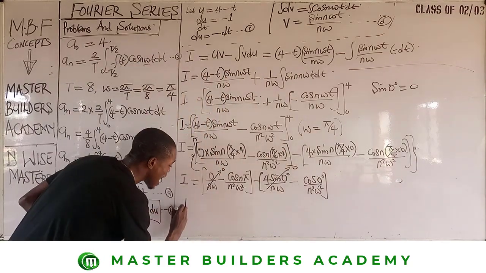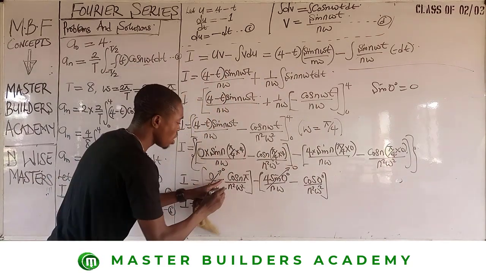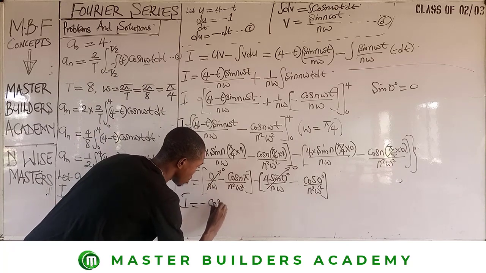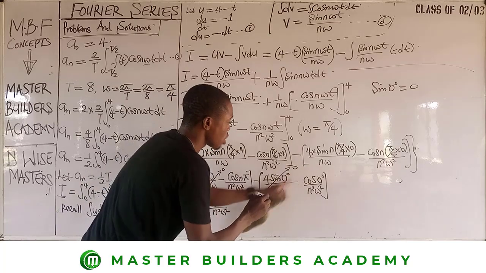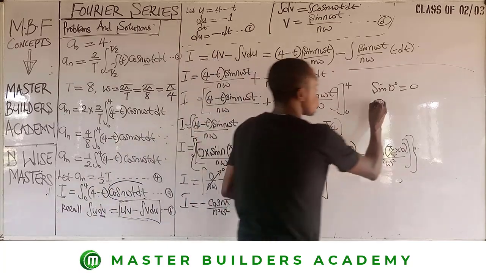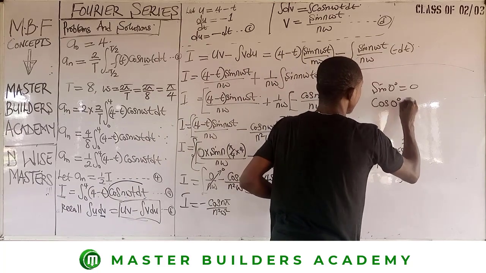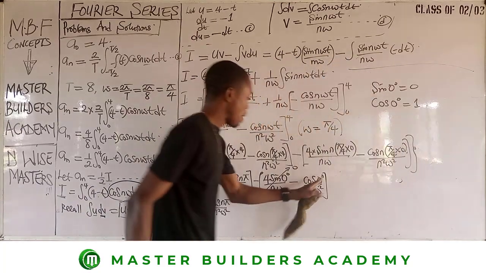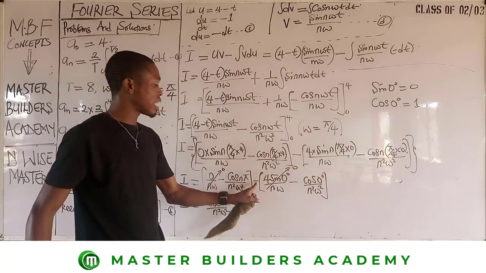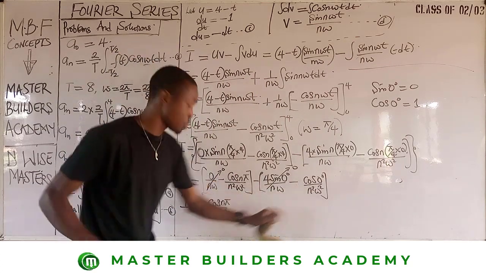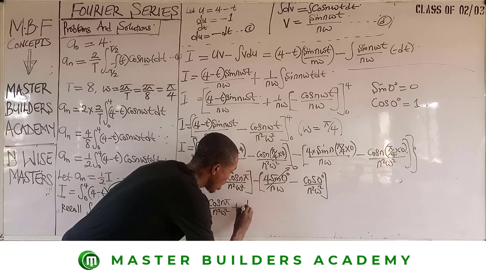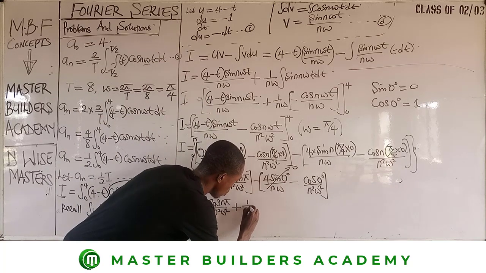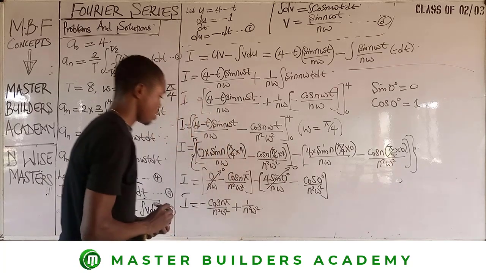So our I has been reduced to what is left here now, which is minus cos n pi over n squared omega squared. This is equal to 0. So what is left here now is that cos 0 degrees is equal to 1. So that means the numerator here will be 1. Now remember there is minus here. Minus multiplied by minus would have turned this to what? Positive 1 over n squared omega squared.